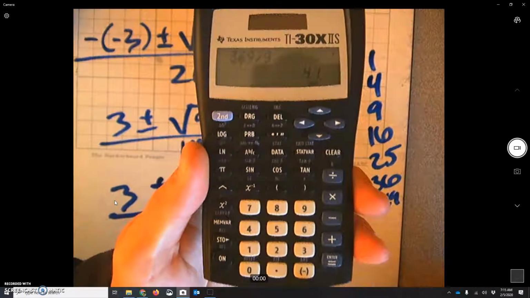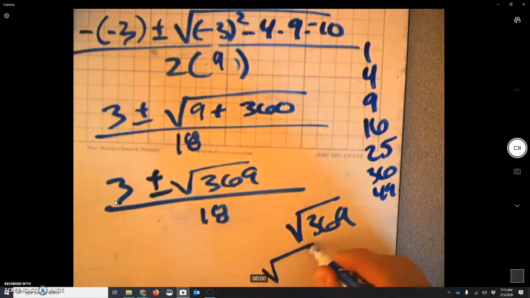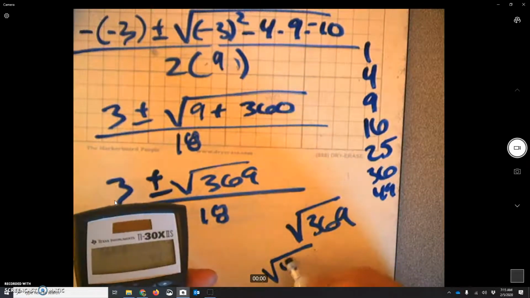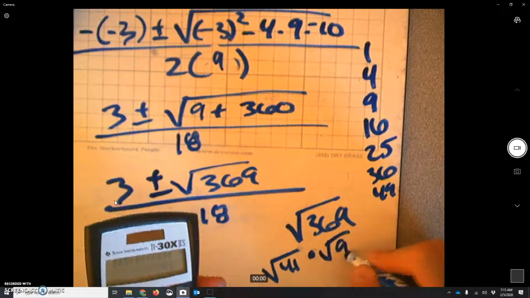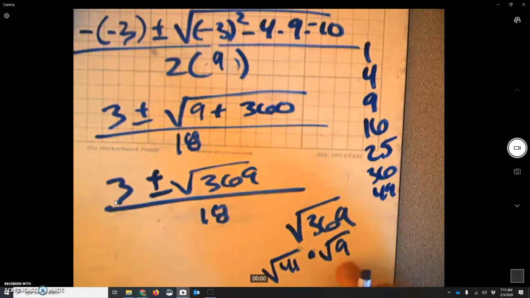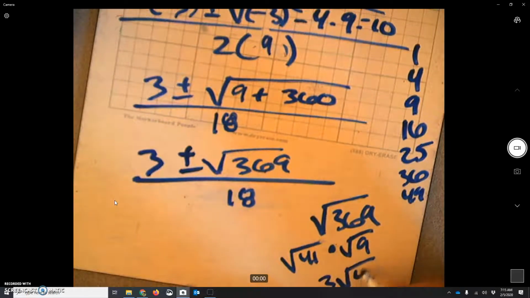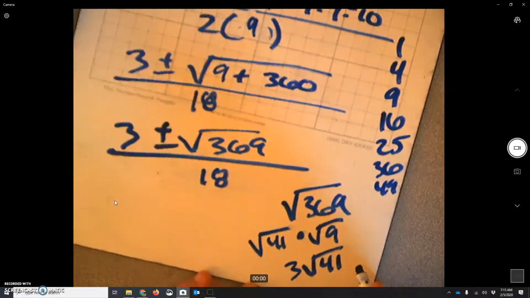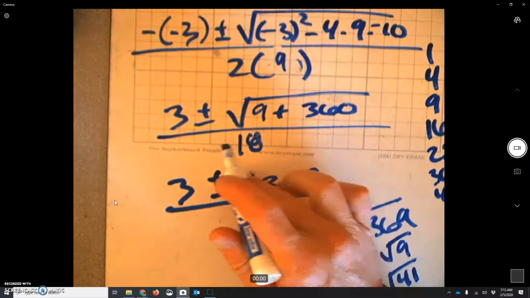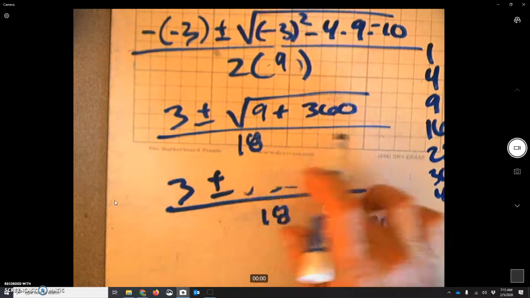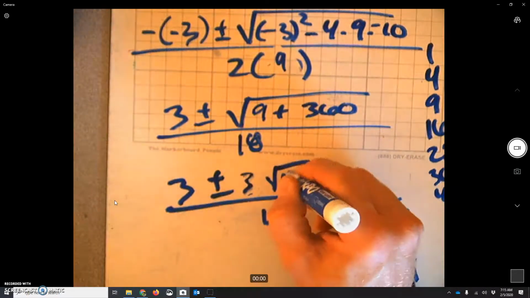369 over 9. So what we can do is rewrite this 369 as 41 times the square root of 9. And now we know what this is. This is equal to 3. So we can rewrite this once again as 3 times square root of 41. All right, so I'm going to erase my square root of 316. Actually, I just left that. No, I need to erase it. Okay. 3 square root 41.